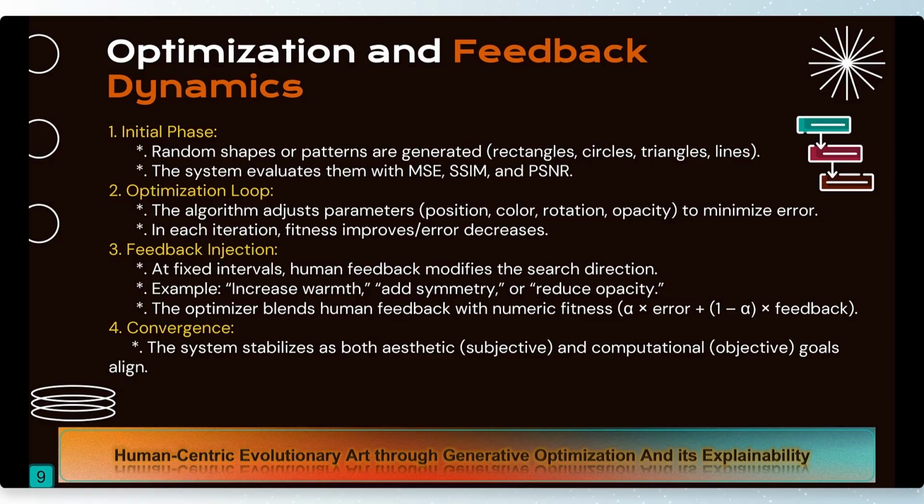Then we have the feedback injection stage. At fixed intervals, human feedback modifies the search direction. Examples are increasing warmer colors, adding symmetry, reducing opacity, and more. The optimizer blends human feedback with numeric fitness by the following equation: alpha multiplied by error plus 1 minus alpha multiplied by feedback. Convergence is when the system stabilizes as both aesthetic, subjective, and the computational objective goals align.